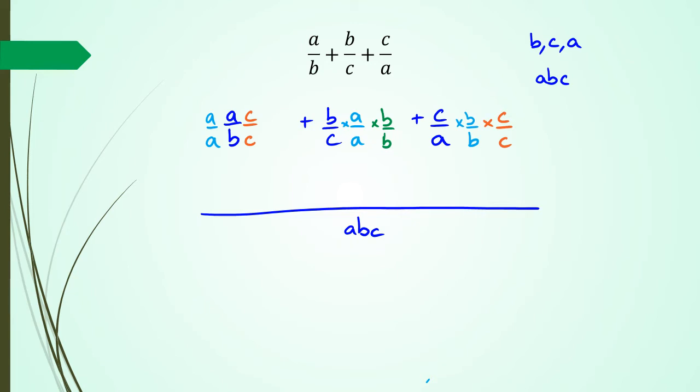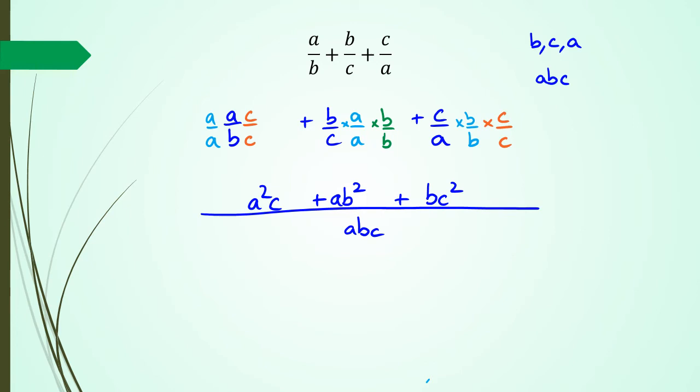So I've got A times C, which is A squared C, plus B times A, which is AB squared. And finally, I've got C times C, which is C squared, and I've multiplied by B is BC squared. So that's what I end up getting for this particular question.